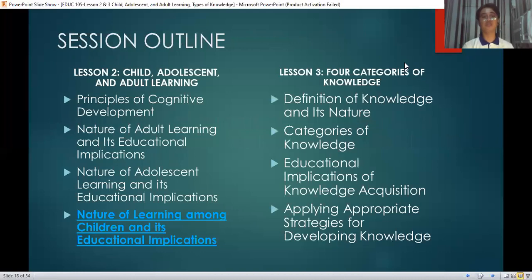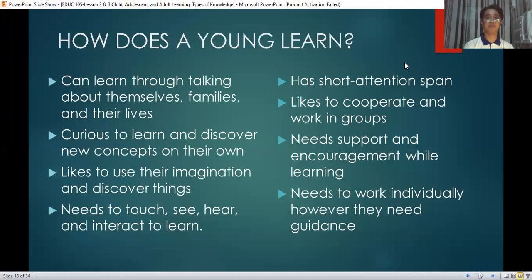Okay, let's move to the last topic for lesson 2, and that's the nature of learning among children and its educational implication. So most of you, I think, are taking elementary education, so we should emphasize on this.